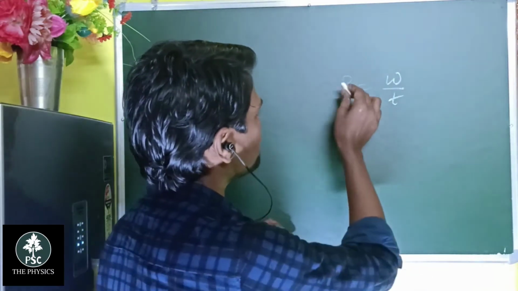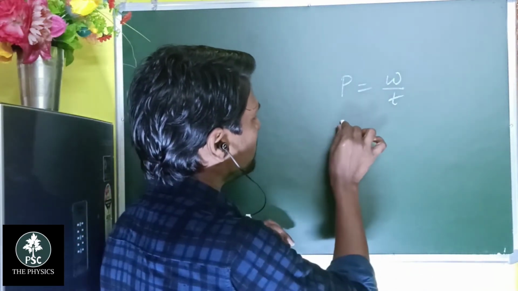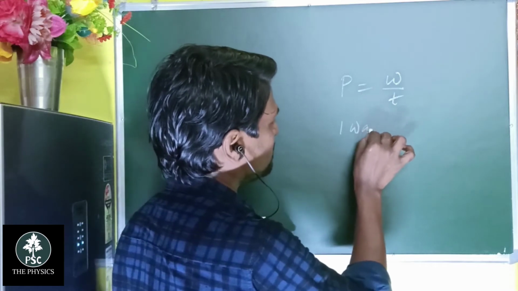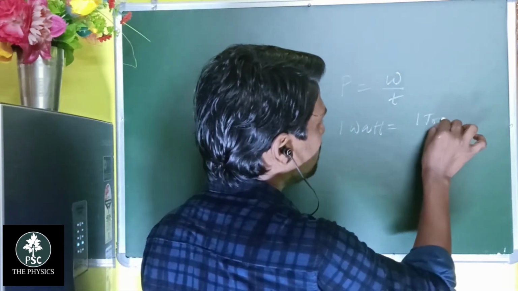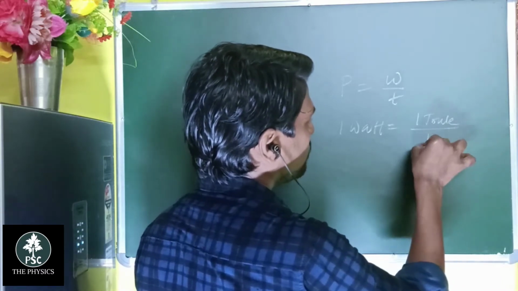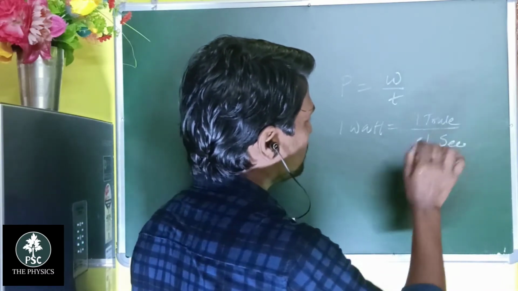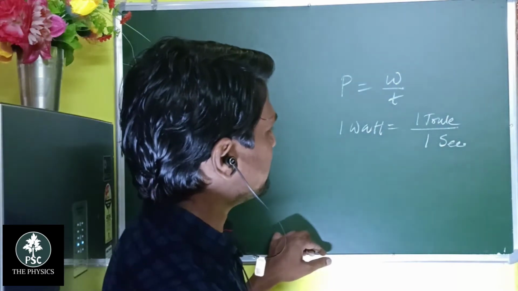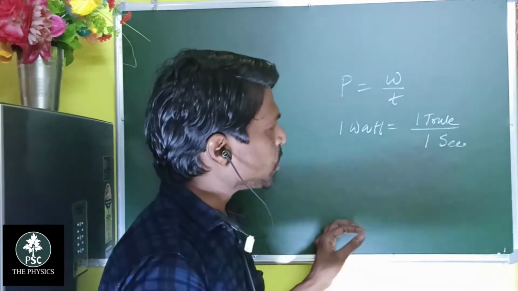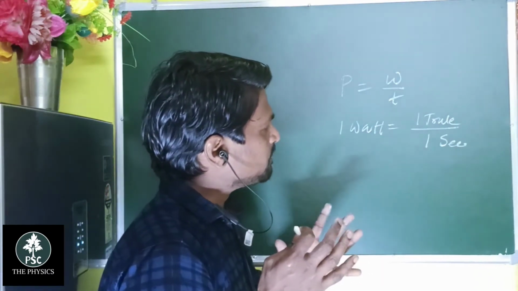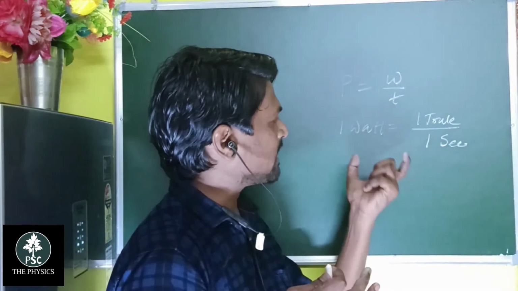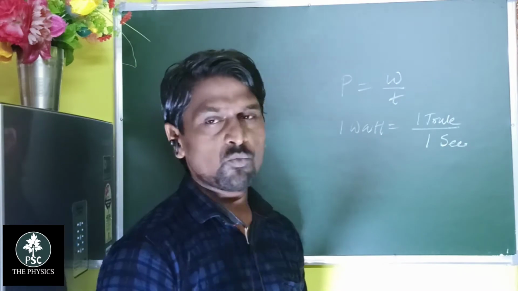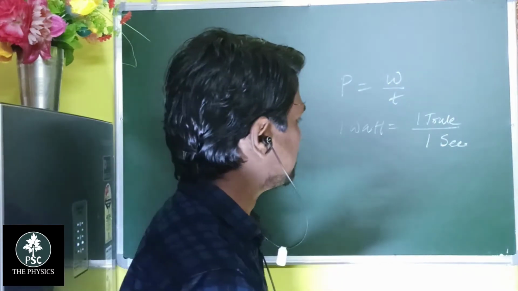So easily we can say that power, if it is in watt, equals 1 joule by 1 second. So watt equals joule by second. If a source can spend 1 watt, the power spent by the source is 1 watt when it is doing 1 joule of work in 1 second.